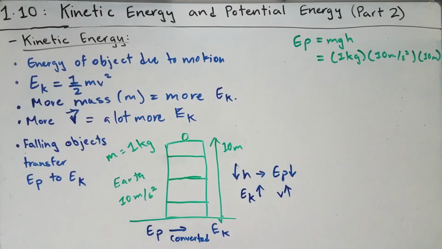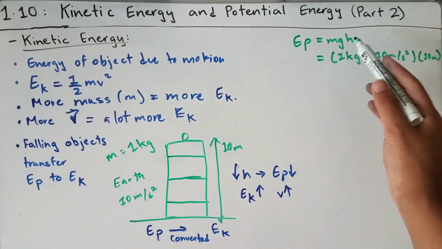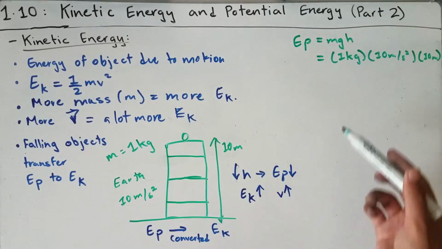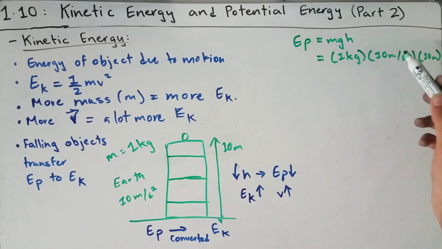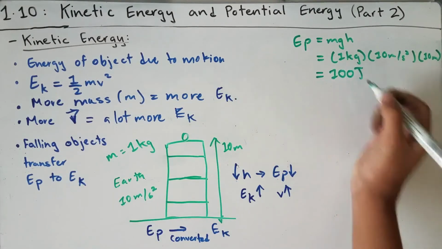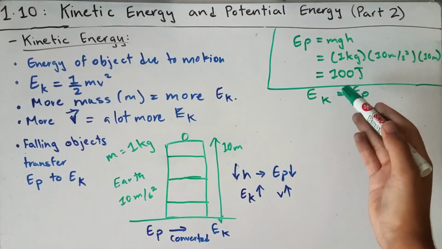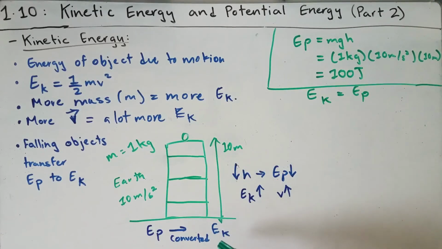From the previous example, we know that the potential energy of that ball when it's stationary at the top of the bookcase is equal to its mass times the gravity times the height. We know that the mass of the ball is 1 kilogram times the gravitational constant, which is 10 meters per second squared, and times the height, which is 10 meters. So when we simplify that, we get 100 joules of energy. By the law of conservation of energy, we know that when this ball falls down, it must gain a kinetic energy of 100 joules.